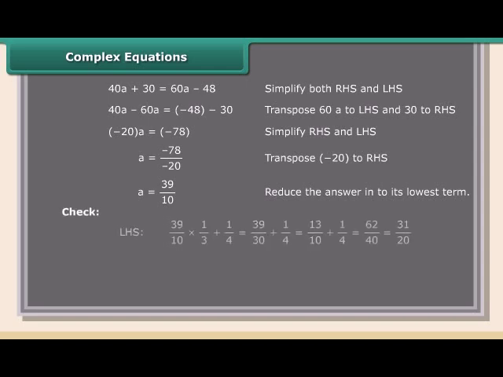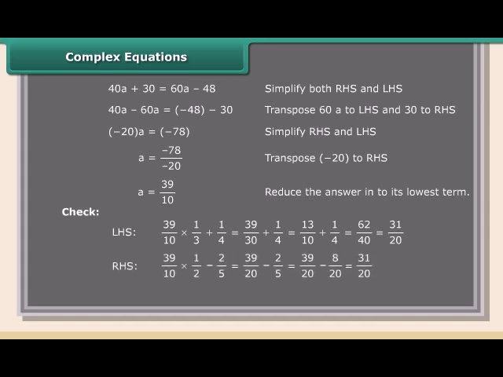Check. LHS is equal to 39 upon 10 into 1 upon 3 plus 1 upon 4, which is equal to 39 upon 30 plus 1 upon 4, which is equal to 13 upon 10 plus 1 upon 4, which is equal to 62 upon 40, which is equal to 31 upon 20.